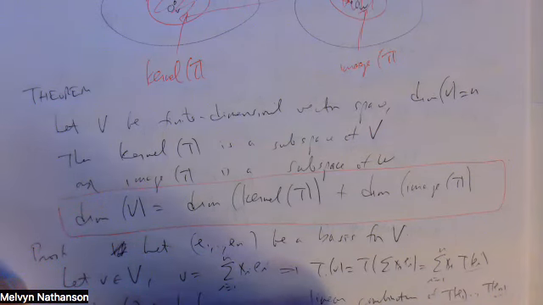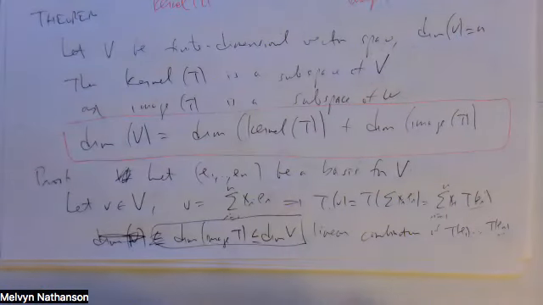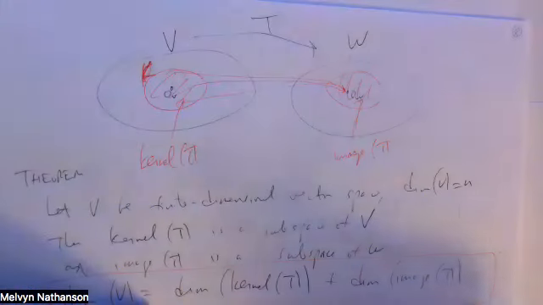The dimension of the image of T is at most n, the dimension of V. So that's just a point I want to emphasize at the beginning. So how can we prove this theorem?